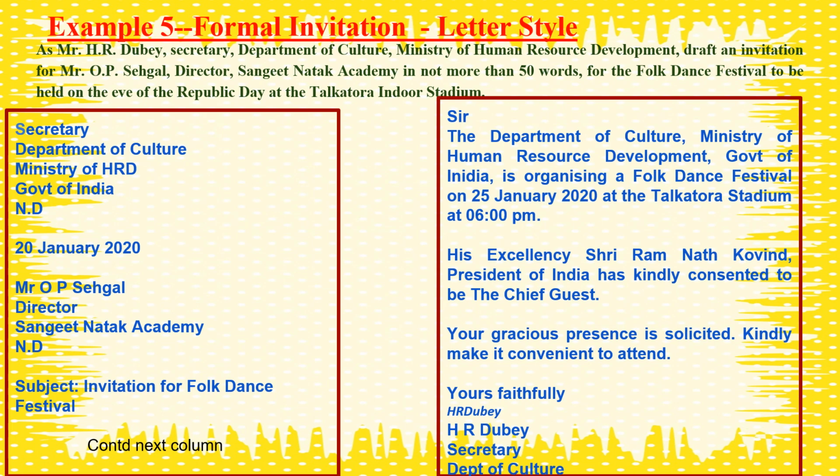We start with the sender's address, then the date, address of the addressee, subject, salutation, Sir, then your body of the invitation. The Department of Culture, Ministry of Human Resource Development, Government of India is organizing a folk dance festival on 25th January 2020 at the Talkatora Stadium at 6 pm. His Excellency Shri Ramnath Kovind, President of India, has kindly consented to be the chief guest. Your gracious presence is solicited. Kindly make it convenient to attend. And then the complimentary close. As in a formal letter, we close it with Yours faithfully. Then the signature, the name, designation, and the department.